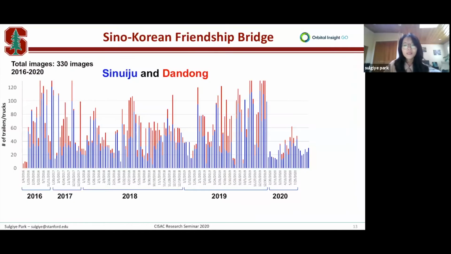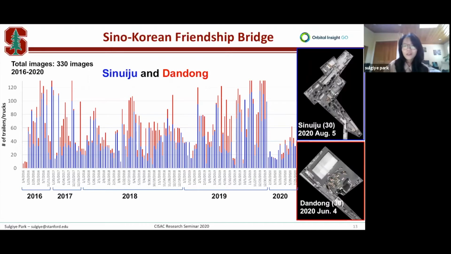We looked at over 330 images in the period of 5 years from 2016 to 2020, and the results indicate fluctuation of truck count since 2016. And so this graph is depicting the number of trailers and trucks as a function of time. Just to clarify, the blue bar denotes the number of trucks on the Sinŭiju, North Korean side, whereas the red bar indicates the number of trailers and trucks on Dandong, the China side.